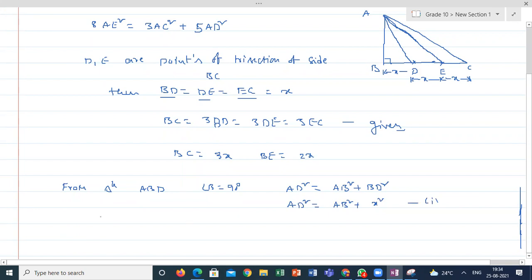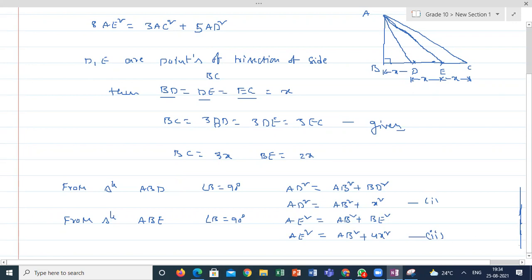Same as from triangle ABE, if I am writing angle B is 90 degrees, AE square is equal to, how much? AB square plus BE square, where my BE is 2X here. So this is AB square plus 2X whole square, that is 4X square. This is my AE square. This is my second equation.